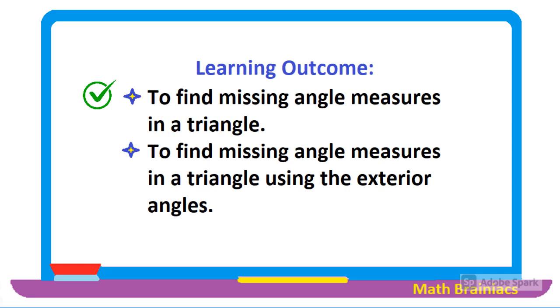On that account, we have already learned how to find the missing angle measures in a triangle. Now, let us study how to find the missing angle measures in a triangle using the exterior angles.